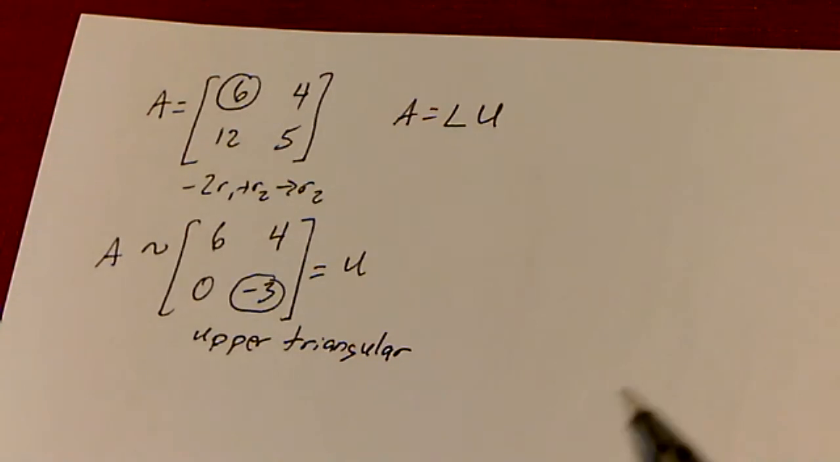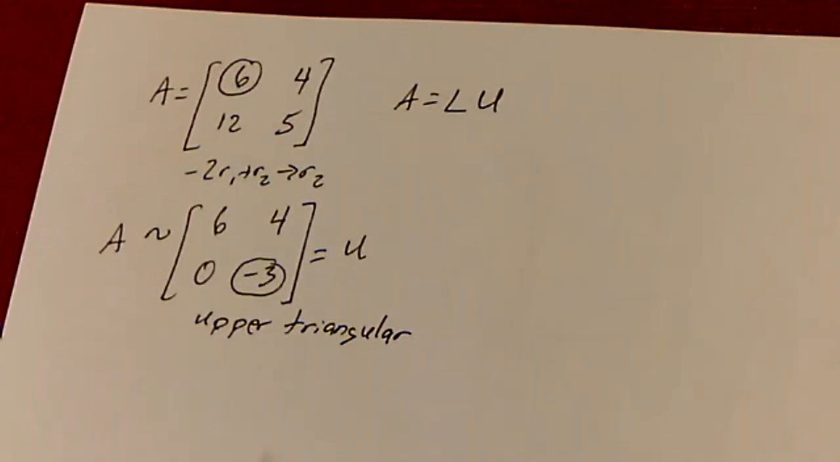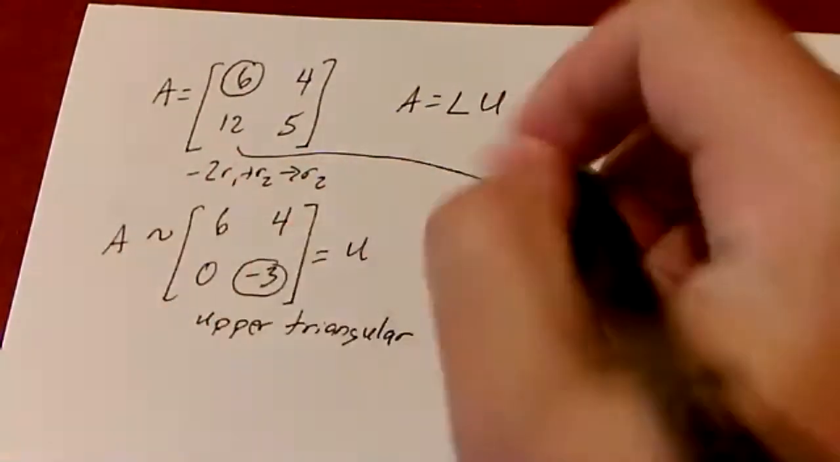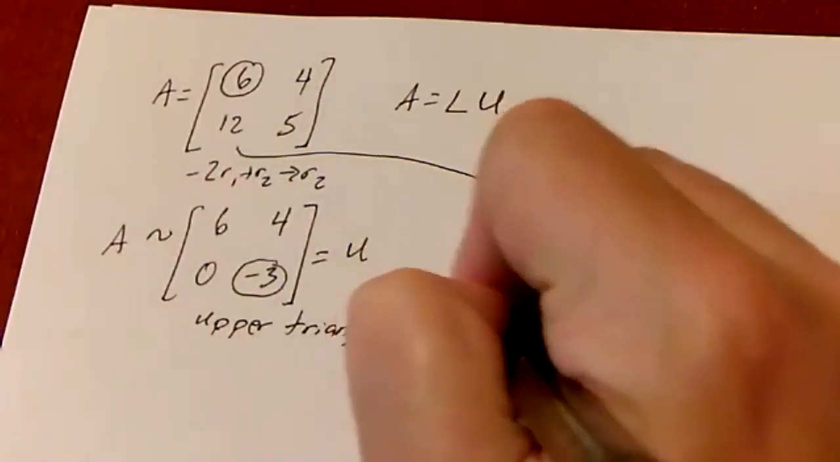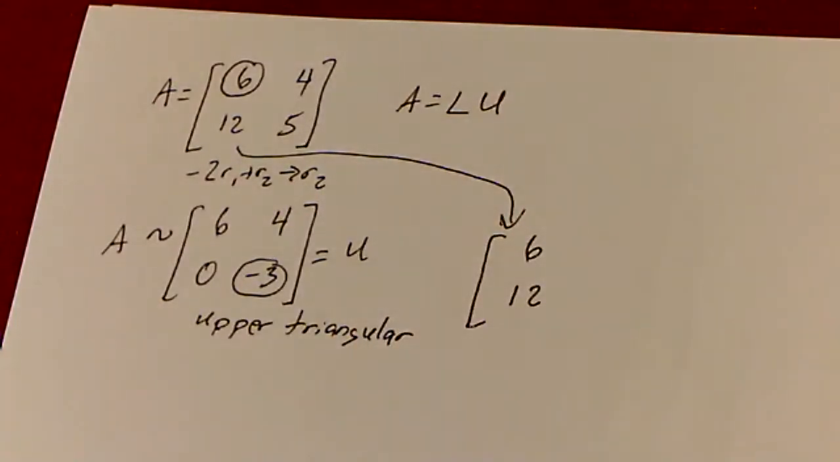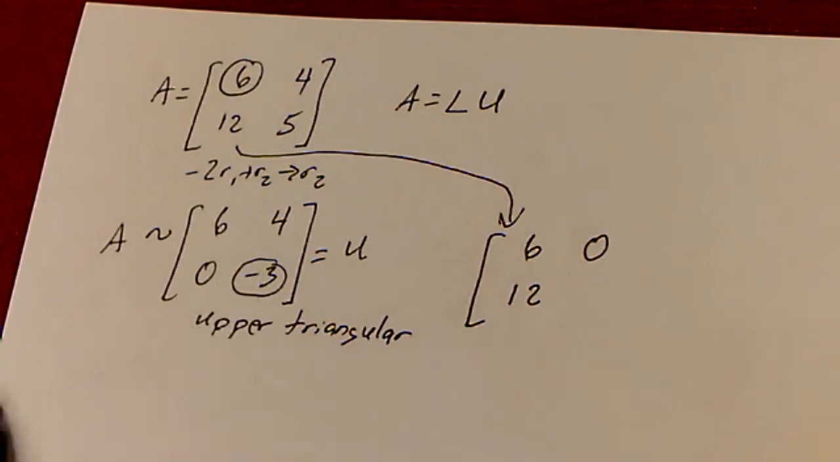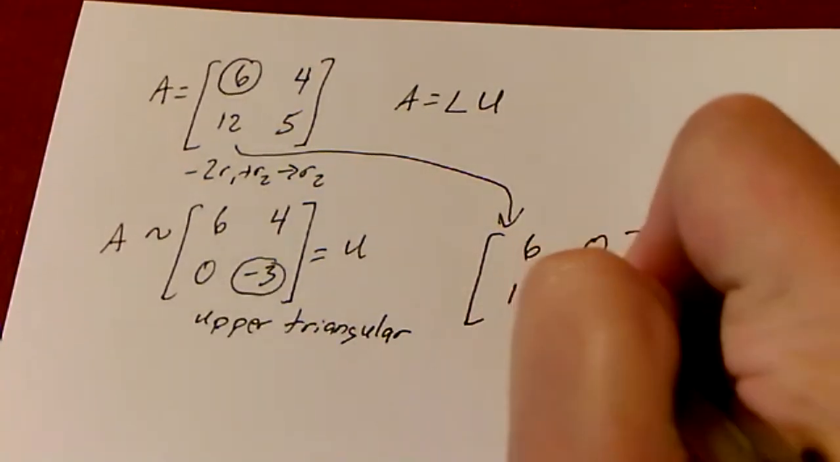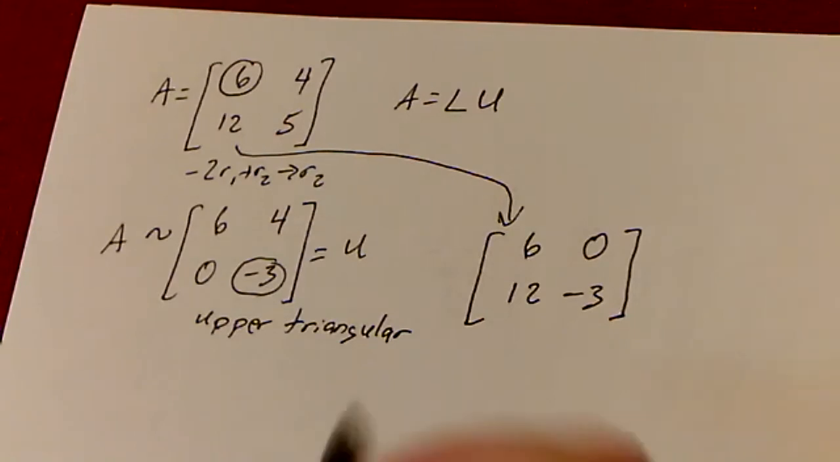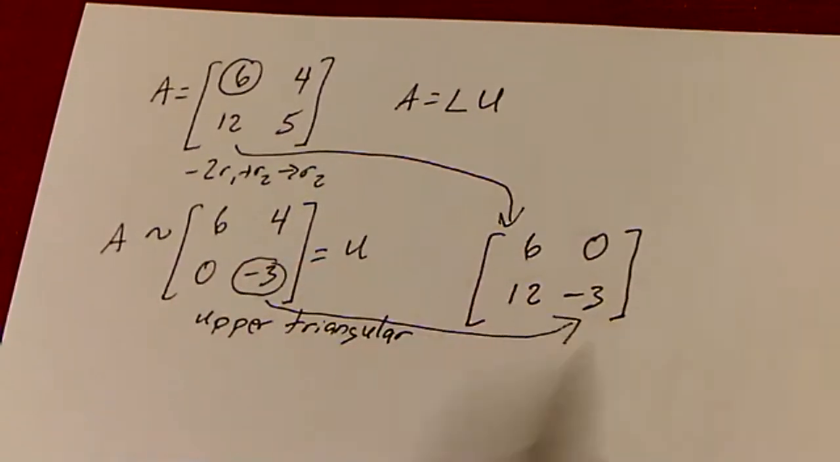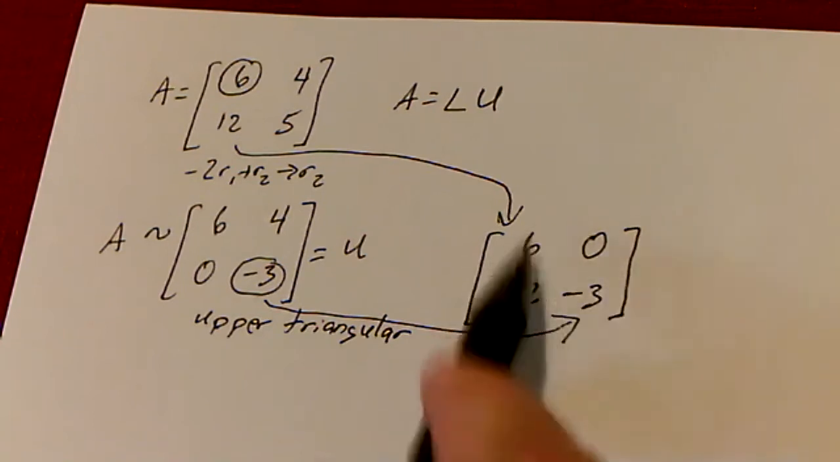So to make L, I'm going to take those pivot columns. I'm going to take this column, 6, 12. Remember, L should be lower triangular, so it's going to have a 0 in that upper position. Then I want to take my pivot and everything below it. Well, in this case, that's just the pivot. So I take my pivot and everything below it, and so I have my candidate here.